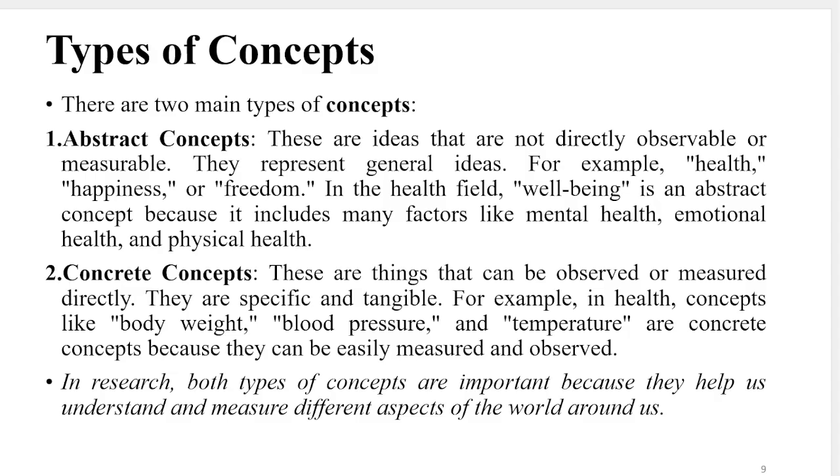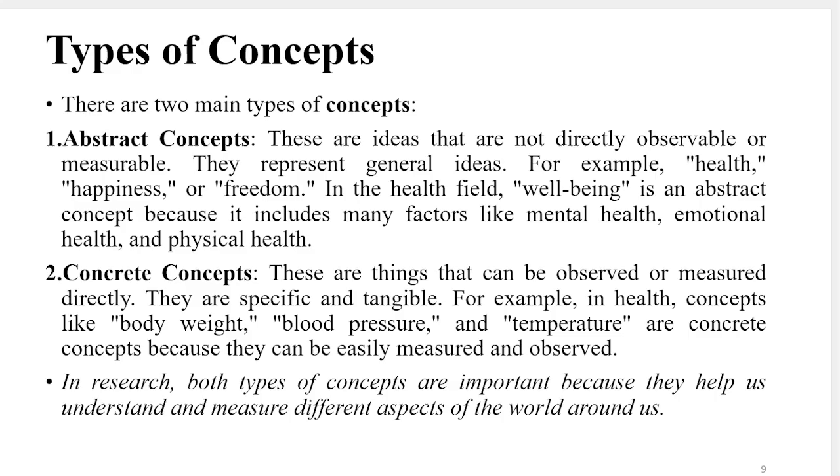In research, concepts can be divided into two main types: abstract and concrete concepts. First, abstract concepts. These are ideas that cannot be directly observed or measured. They represent general meanings such as health, happiness, or freedom. For example, in the health field, well-being is an abstract concept because it includes several aspects like physical, mental, and emotional health.